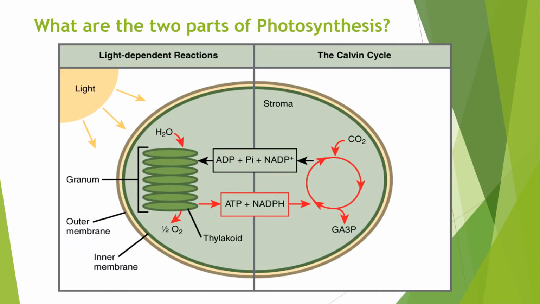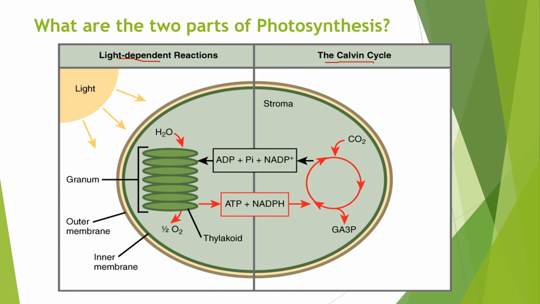Knowing all those important terms, now let us proceed to our discussion about photosynthesis. First question is, what are the two parts of photosynthesis? The two parts of photosynthesis are the light-dependent reaction and the light-independent reaction, or Calvin cycle.